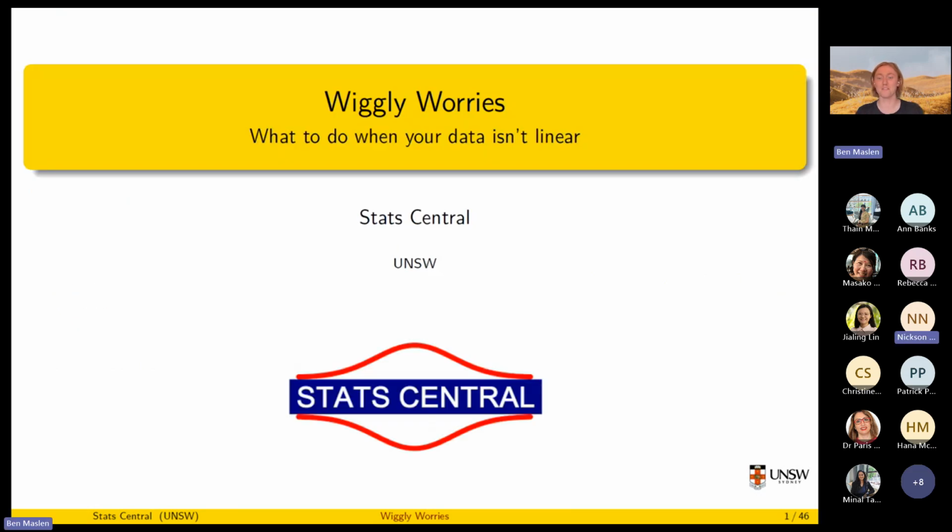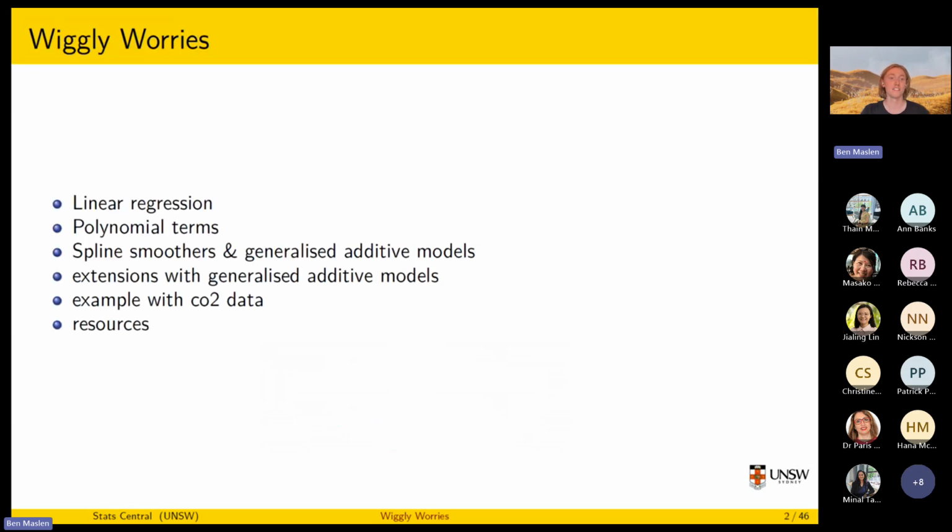Yep. Yes. Okay, great. Okay, well, welcome everyone. Yeah, as Nixon said, I'm going to be talking to you guys about splines and generalized additive models, basically what to do when your data isn't linear and playing nicely. Okay, so we'll start off talking about linear regression, then we'll go into polynomial terms that you can put into a linear model, spline smoothers and generalized additive models and some extensions to these.